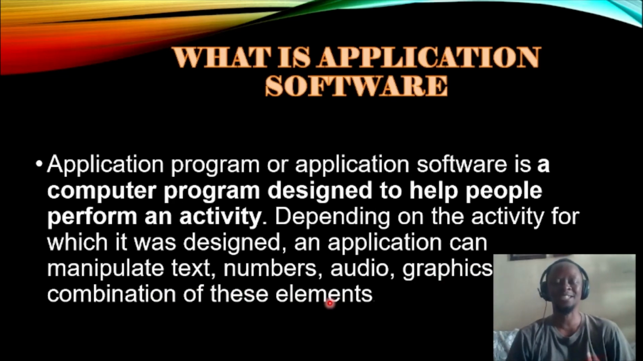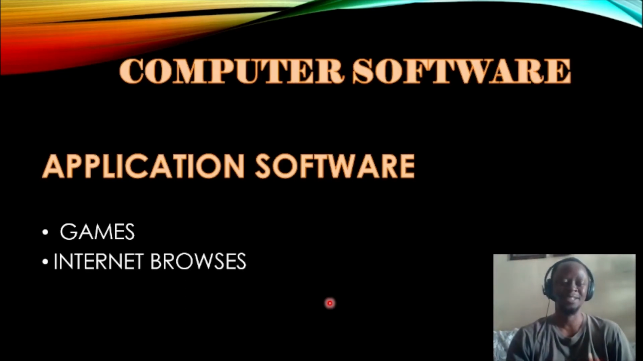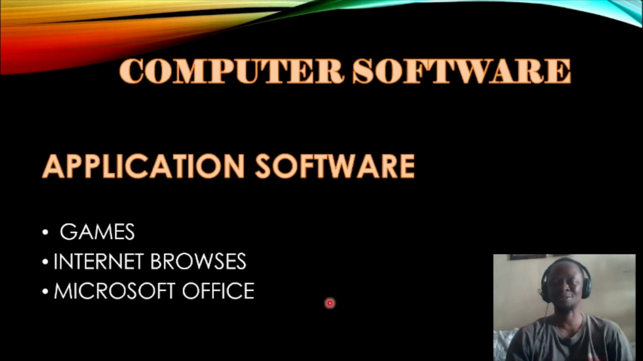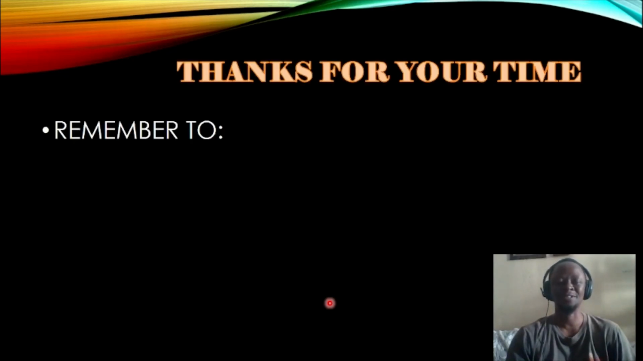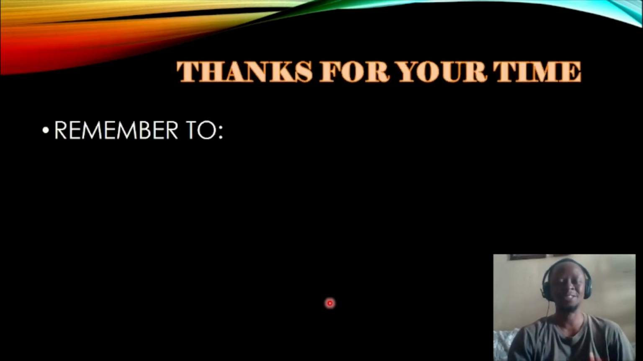So now we have an idea of what system software does and what application software does. We're going to look at some types of application software now. A game is application software. Some people love to play games for enjoyment. The internet browser is application software, so if you didn't know that, now you know. Microsoft Office is also application software, and accounting software is also application software. So if you notice all these, I hope you write down some of these things or try to meditate upon them.